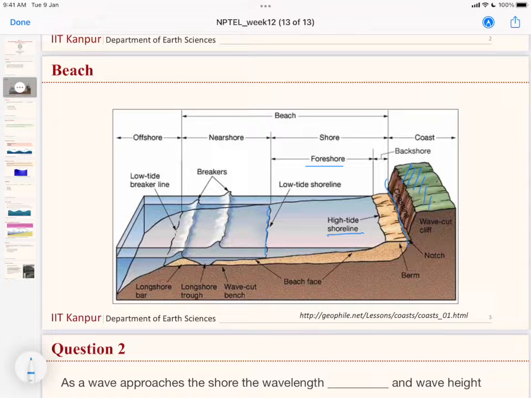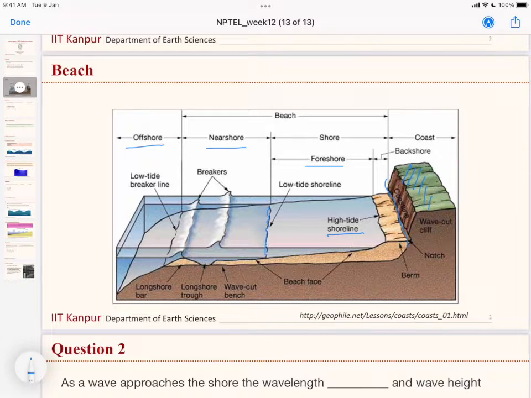If we again move forward and continue our path, the next region that we get is the nearshore, where you will find breaks. What are these breaks? We will see in the subsequent slides. But for now, just remember that here you will mostly encounter breaks where the ocean waves discontinue their motion.